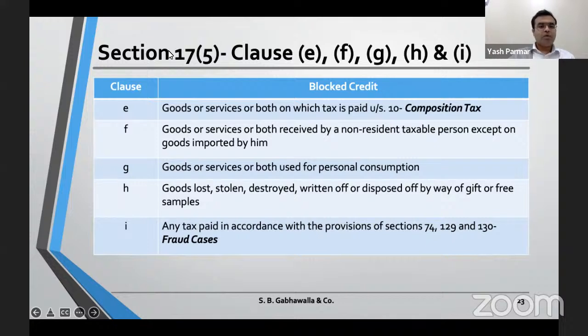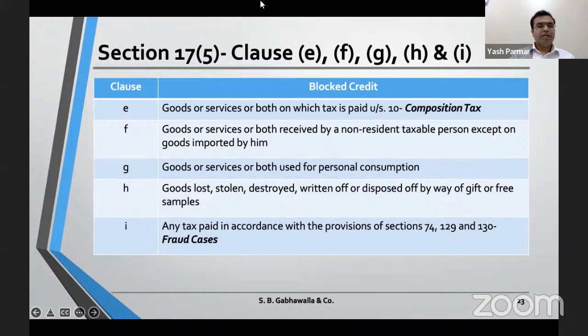Clause G deals with goods or services or both used for personal consumption. Now, frankly, if you ask me, I don't see a sense in including this clause because section 16, which is the basic section for claiming ITC, itself says that ITC can be claimed only if the goods or services are used in the course or furtherance of business. Therefore, this doubt of claiming ITC on personal use items is already removed from section 16 itself. Therefore, ideally, there was no requirement for clause G. However, to eliminate any doubts and to ensure that no one is claiming ITC on personal consumption items, ITC is specifically blocked for clause G as well.